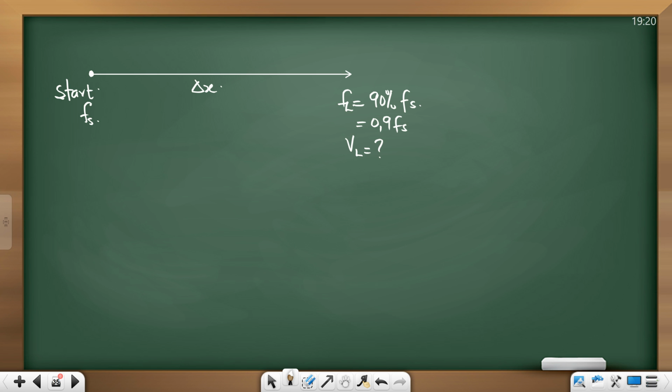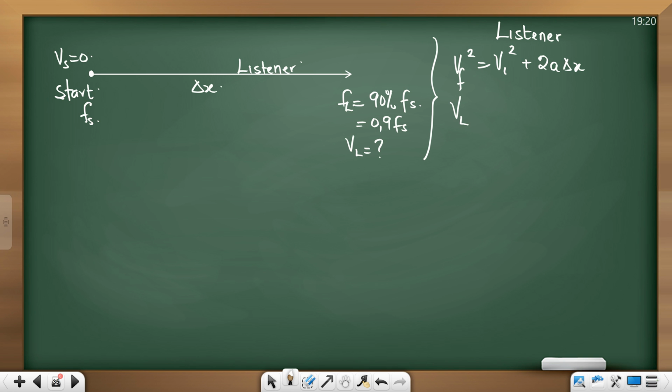The source is stationary, but the listener is moving. And we said, if we use equations of motion, Vf squared equals Vi squared plus 2a delta x, this is all about the listener. So the final velocity of the listener, we don't know: 0 squared plus 2 times 8.1 times delta x. We also don't know delta x. So we have two unknowns. The question is, where are we going to get the velocity of the listener from?